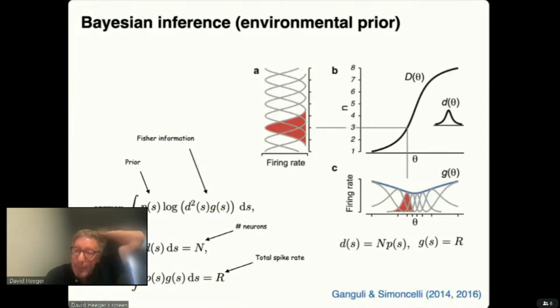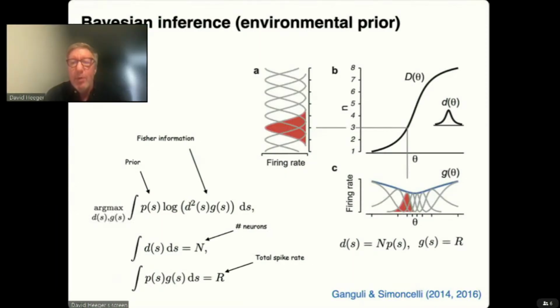Okay, let's jump forward a few more years since we've set this up as, can we do something Bayesian in this story? There's this beautiful pair of papers from Eero Simoncelli's lab showing that for environmental priors, right? So if there's a particular stimulus that's more prevalent in the world, that's what I mean by an environmental prior, you can capture that prior just by changing the shape of the tuning curve.